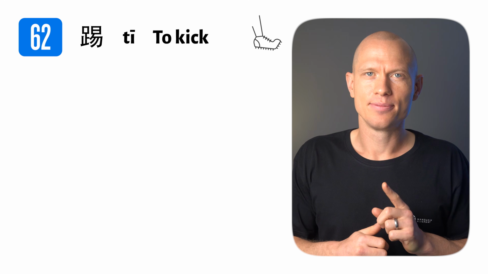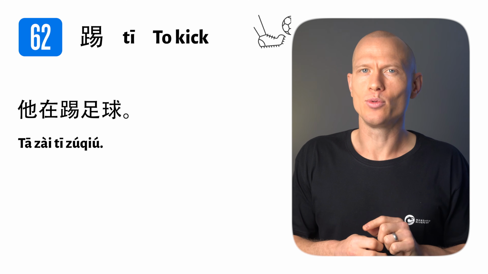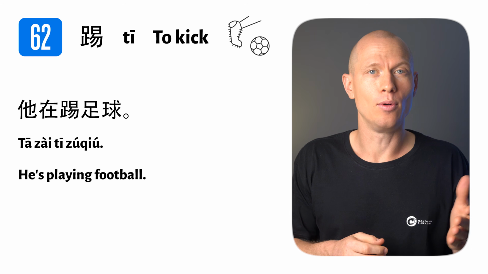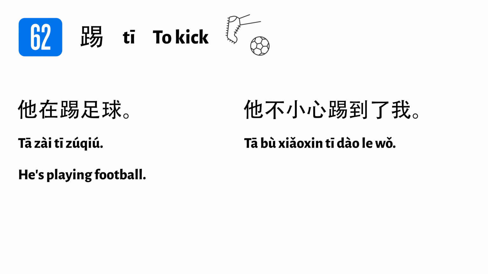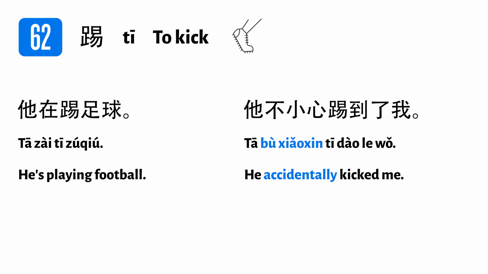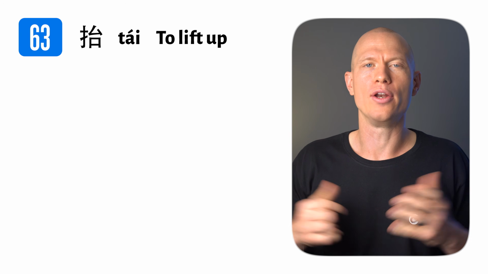踢, to kick, is the next verb. 他在踢足球. He is playing football. 他不小心踢到了我. He accidentally kicked me. That's how you say accidentally in Chinese. 不小心, like not carefully, that means accidentally. 踢到了我, kicked me.